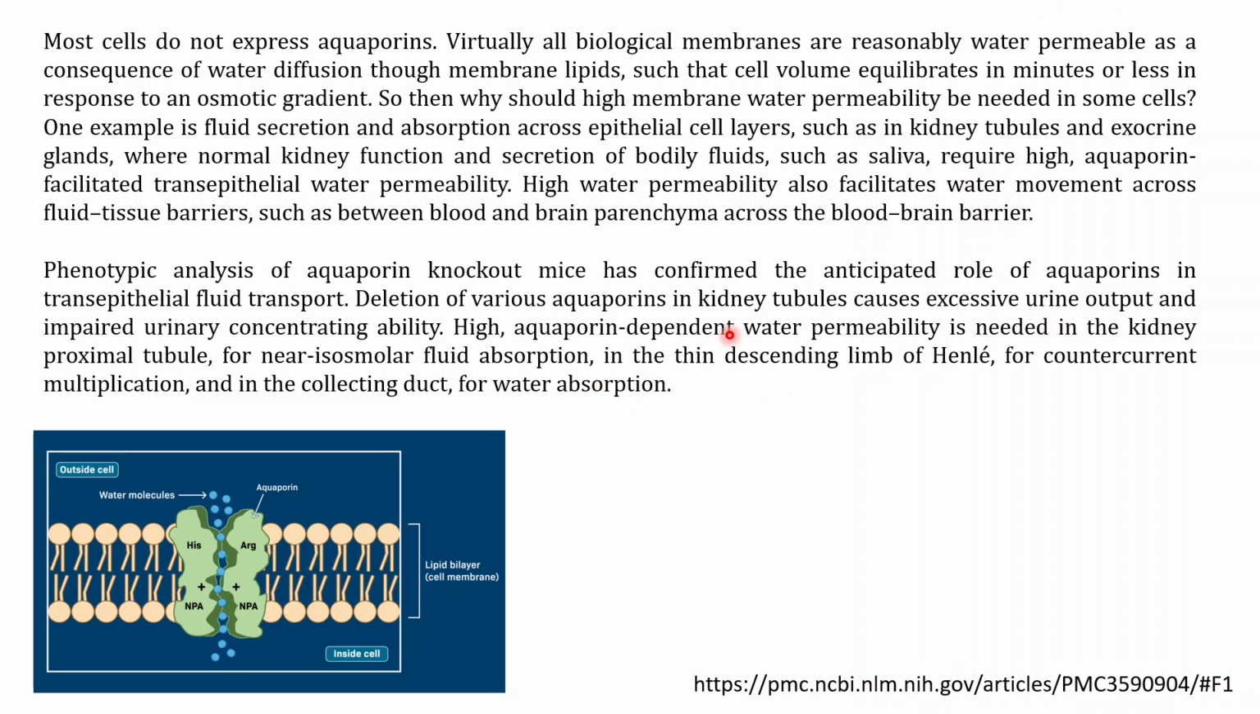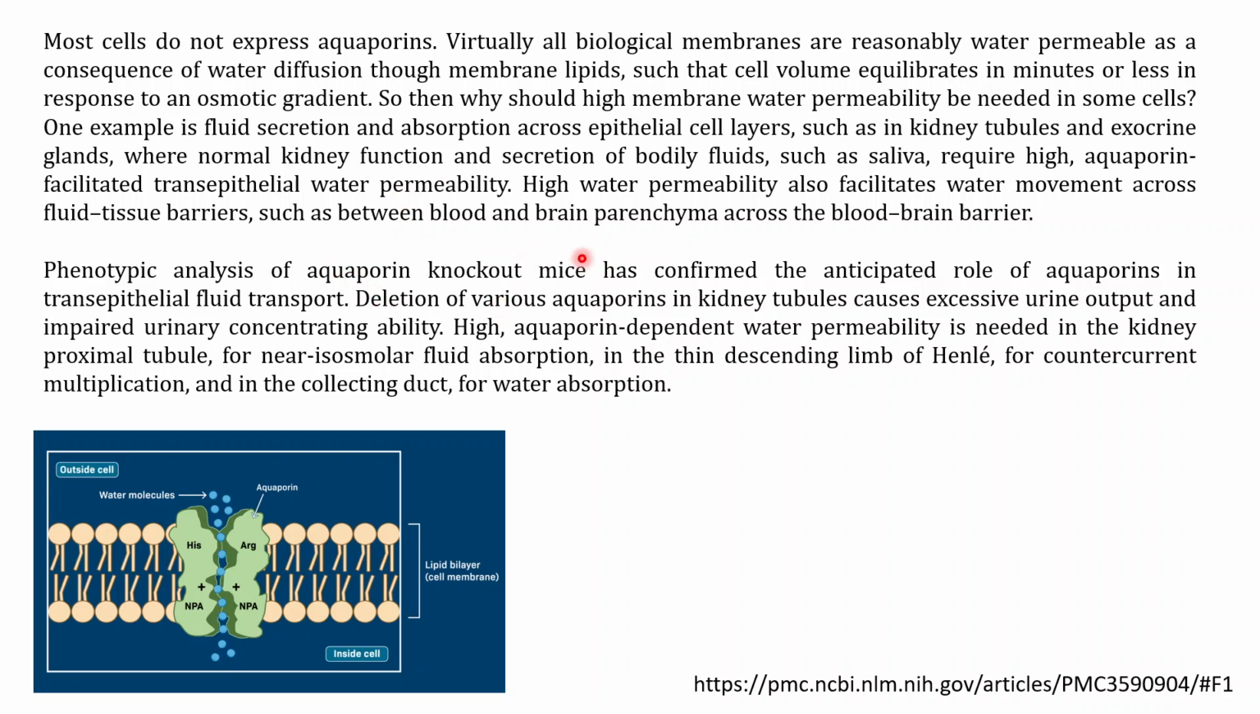And I found something interesting here. You can read more about it at this article, right? So when people created these knockout mice, so what is a knockout mouse? I'm sure you guys have heard, right? Knock down, knock out, knock in, right? These are basically mice that have this aquaporin. So there are many aquaporins, but some particular aquaporin in this case they're talking about that was knocked out, meaning that this mouse does not contain that gene.